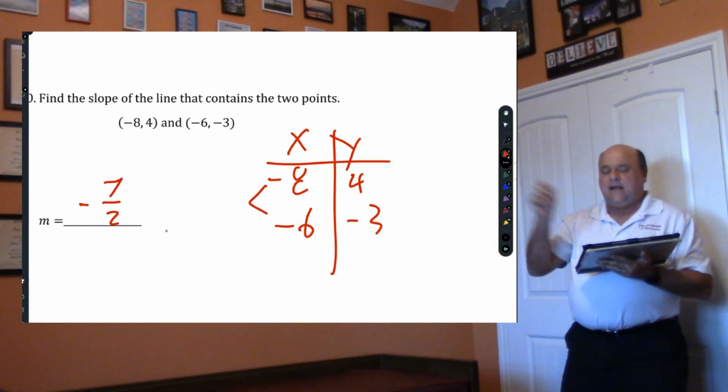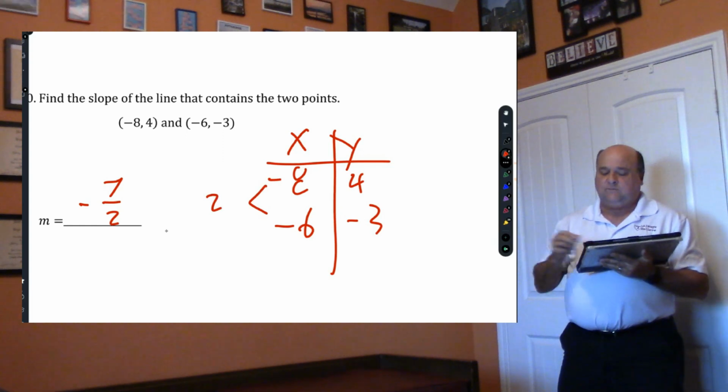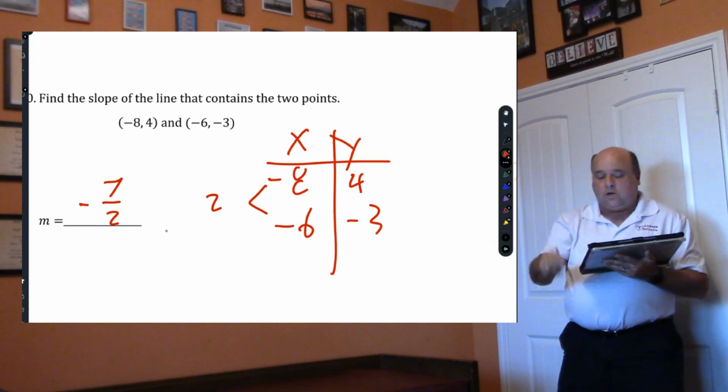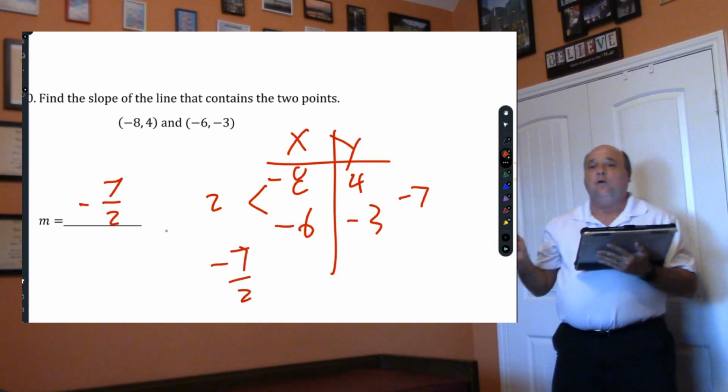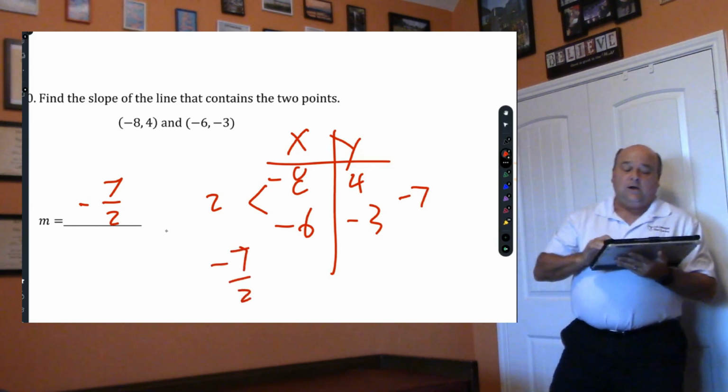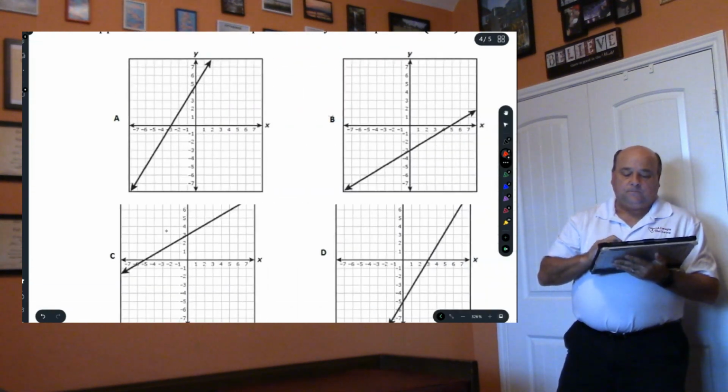From negative 8 to negative 6 on the x-axis is a positive 2. From 4 to negative 3, you're going down. That's a negative 7. The fraction would be negative 7 over 2, would it? Very interesting on that. Let's keep going.